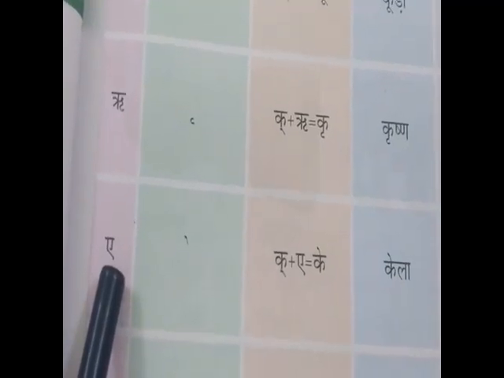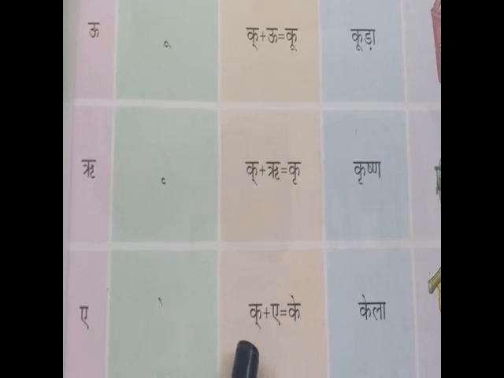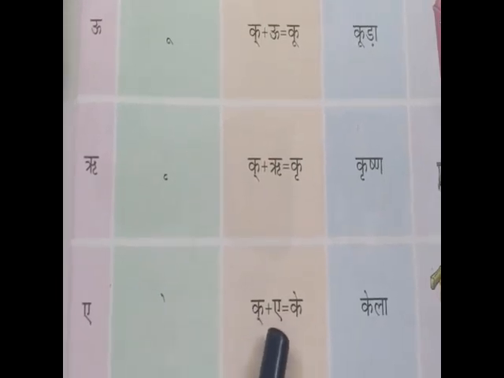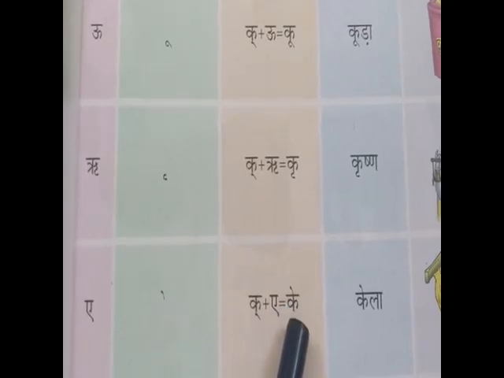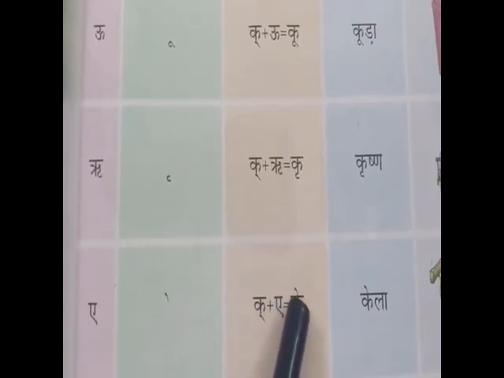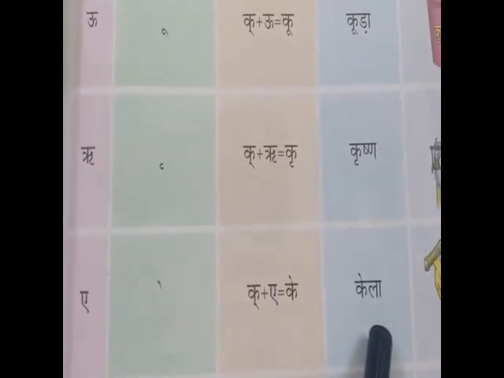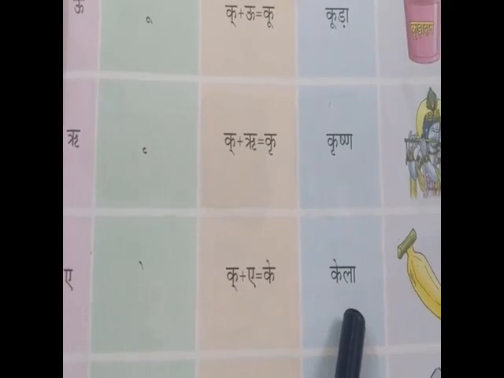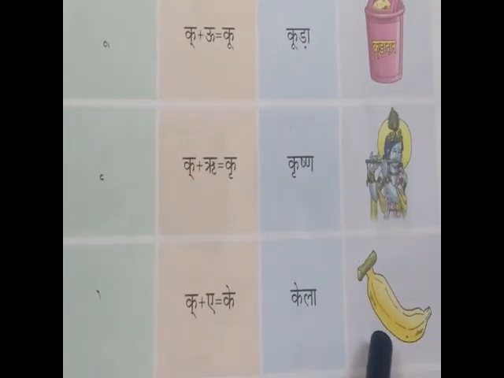Next one is E. E ki matra is like this. Okay, where you have to put it, we will see. K plus E is Ke. See, where are you putting it? You are putting it just above the K, on the top of the sleeping line. Ke. And the word is Kela. What is Kela? Banana.